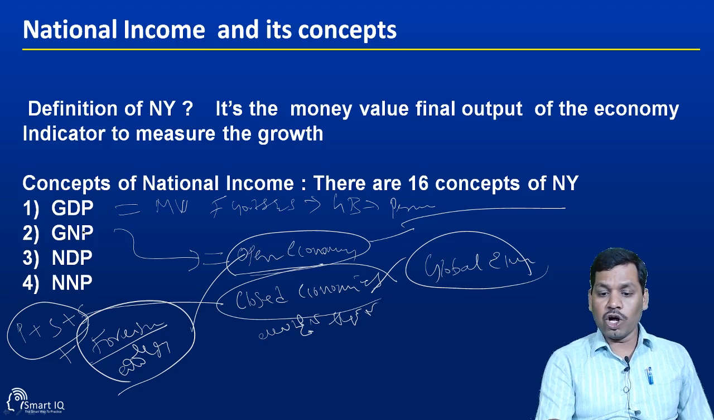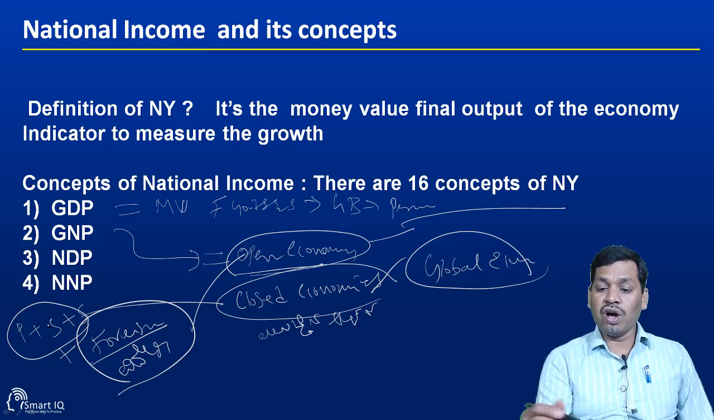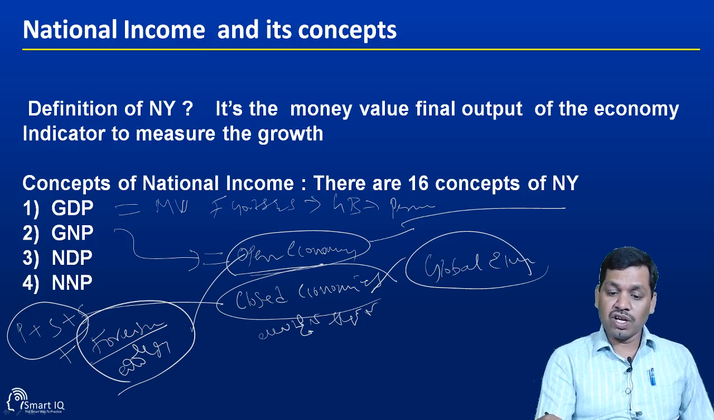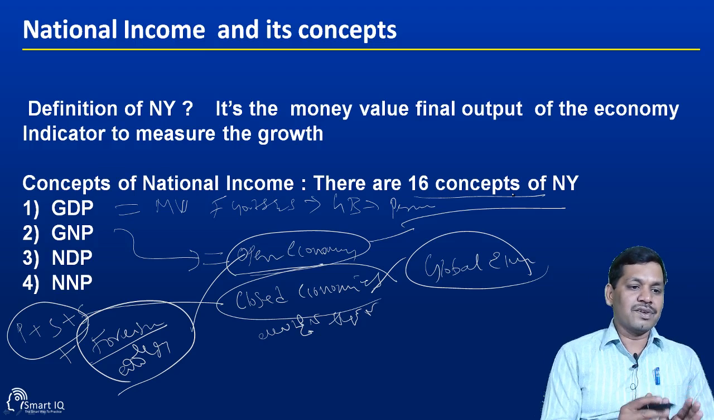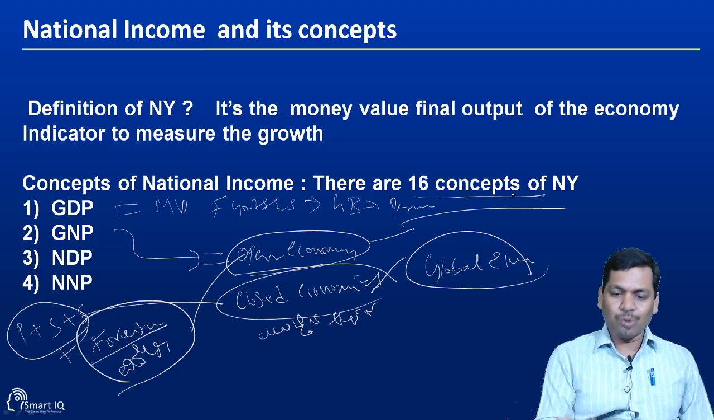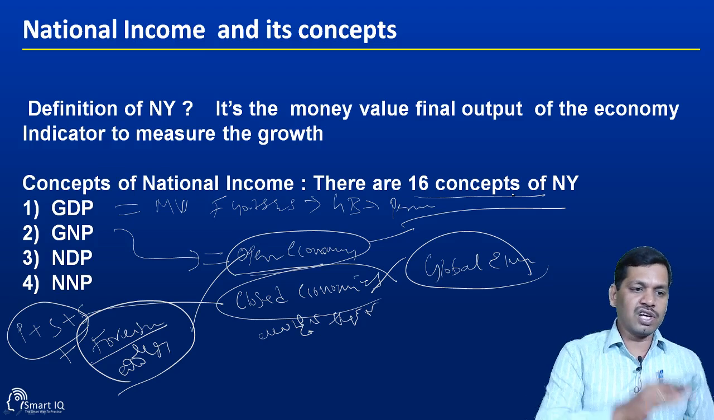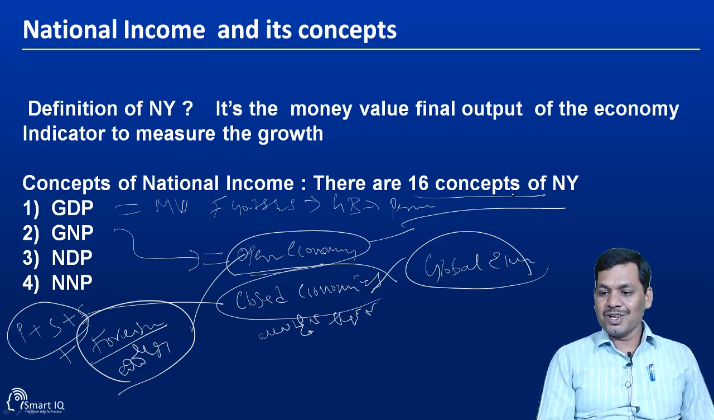There are 16 concepts of national income. Dear students, don't confuse. All these 16 concepts are synonymous terms, or alternative concepts of national income. Any concept can be called national income. That's the reason we call them the 16 concepts of national income. It is like a single person having two names. He can be called by either the first name or the second name. In the same way, there are 16 concepts for national income.